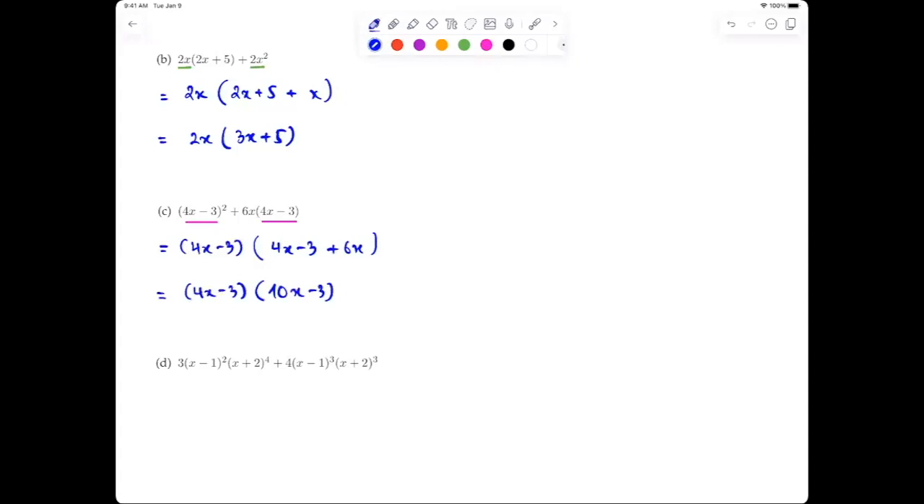Question? Yep. All right. What about D? What is the common factor here?